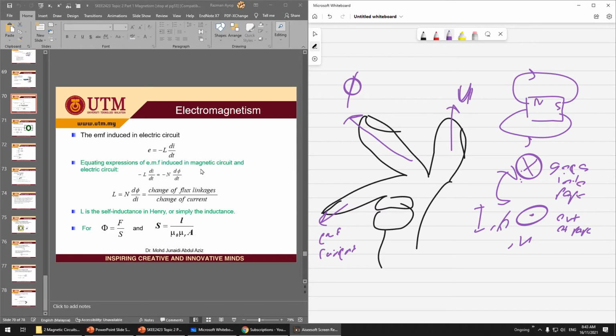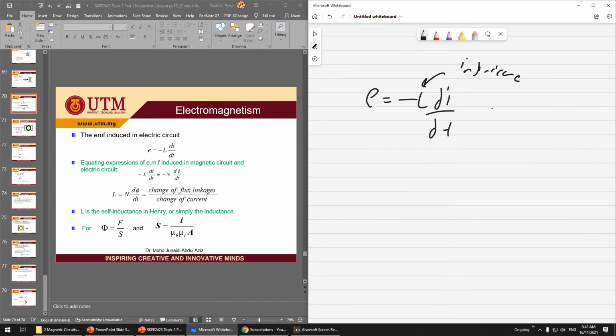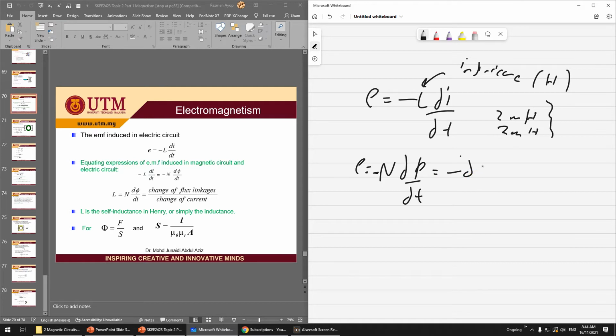Next, this is the equation of the EMF induced in an electrical circuit. The inductance, this one is self-inductance. The unit is Henry, so you can say 2 millihenry, 3 millihenry. So E equals negative L di over dt. Recall that E equals N d flux over dt, and don't forget the negative because of Lenz's law. So basically L is N d flux over di, change of flux over change of I. This is self-inductance.